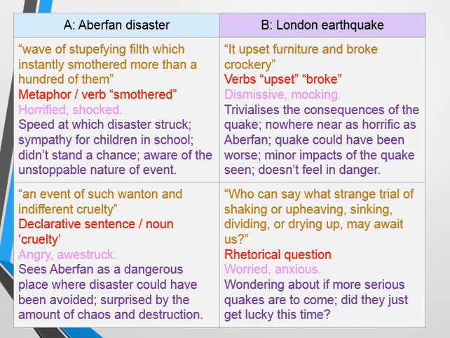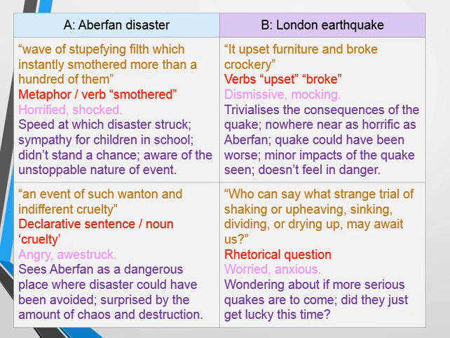Again, I'm not going to go through this all. You can obviously stop it, but if we just pick the top right-hand box, why is the writer of source B dismissive and mocking? Well, to begin with, they trivialise the earthquake itself. It's not as serious as perhaps they think. It's not as horrific as Aberfan. They're well aware that the earthquake could have been worse.